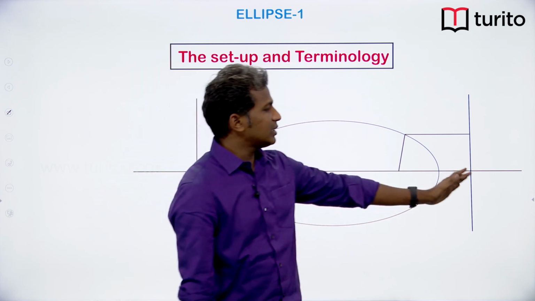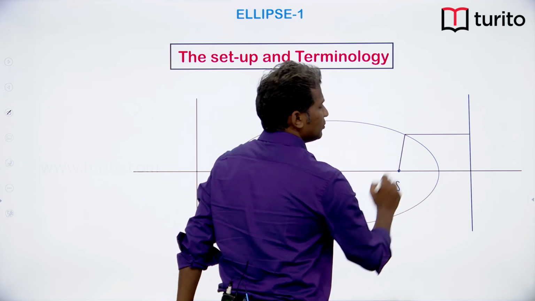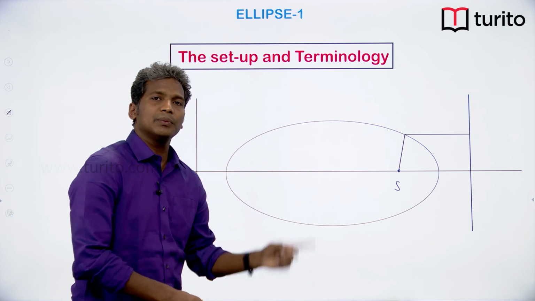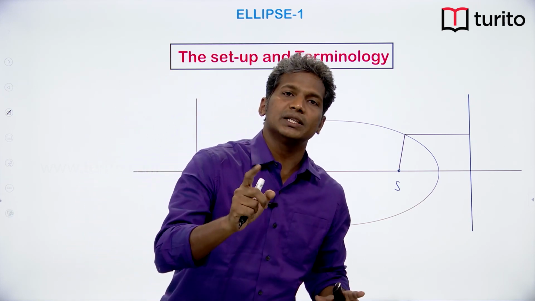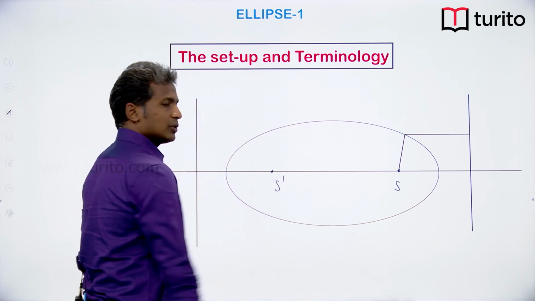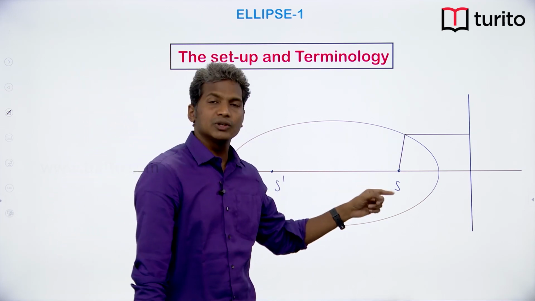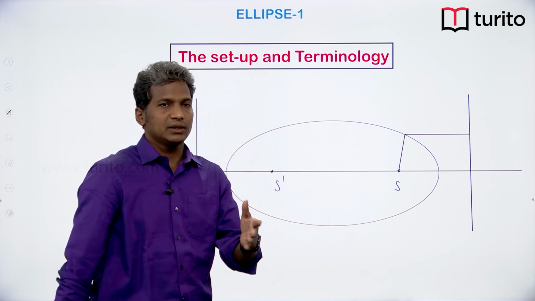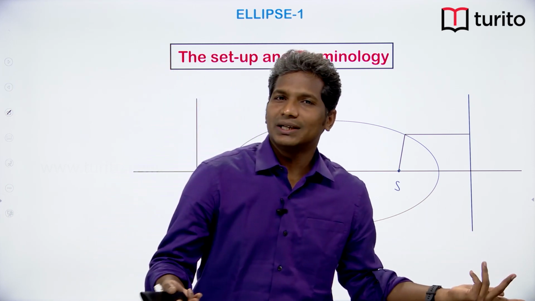Now, this is my let us say directrix, this is my let us say focus. We generally denote focus with S, and because this is a closed diagram, there exist two foci in it. Focus is singular term, foci is plural term. So, there will be another focus here which is named as S dash. Sometimes this S is also denoted with F and this S dash is F dash or F1, F2, but you can use any notation, it does not matter.